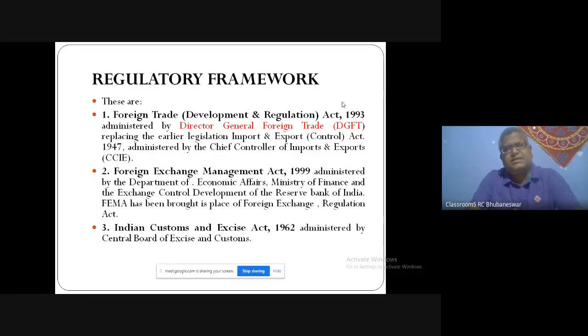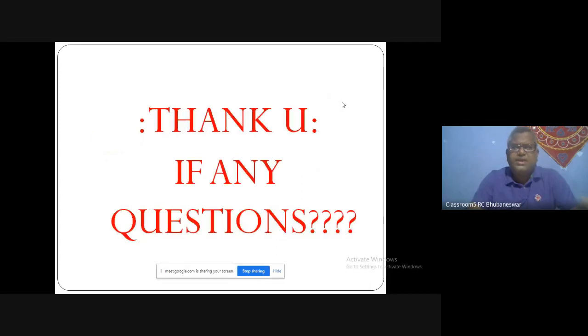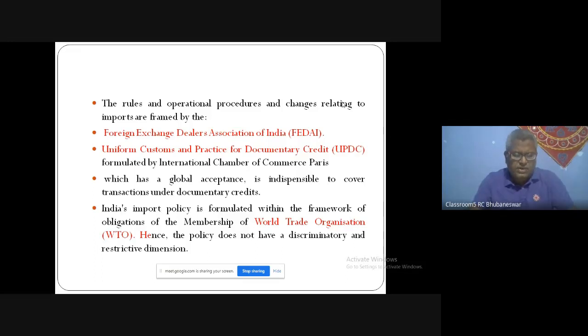And the Foreign Exchange Management Act, 1999 and 2000, which I have already discussed in today's class. The Indian Customs and Excise Act, 1962, is there. Certainly the Foreign Exchange Dealers Association, FEDAI, I have already stated. The Uniform Customs and Practice for Documentary Credit, which is formulated by the International Chamber of Commerce, Paris, is a global assurance, and there is also membership of the World Trade Organization.